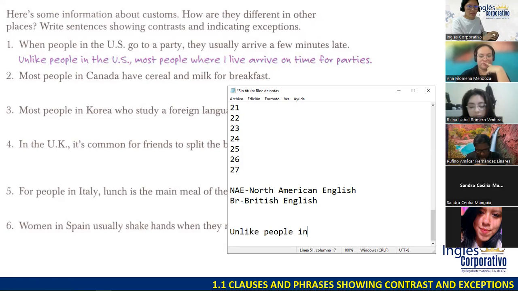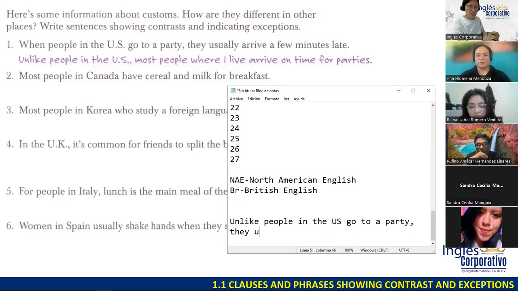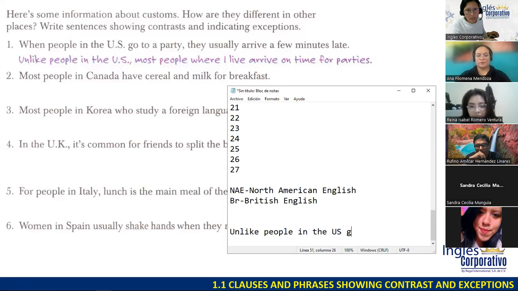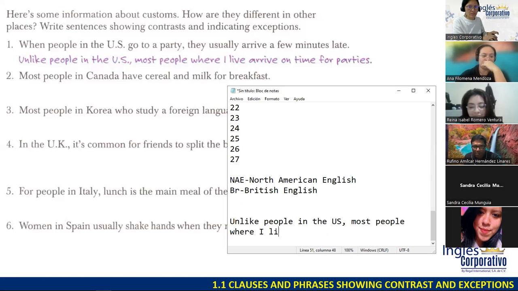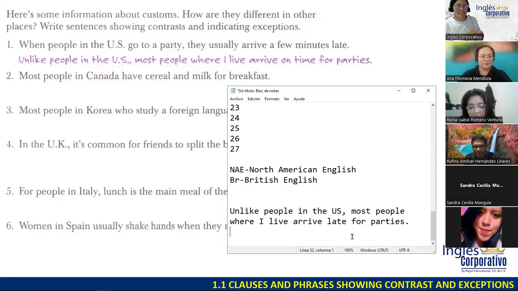Unlike people in the US, here in El Salvador, ¿verdad? Most people where I live arrive late for parties. Casi que al pastel llega uno, ¿vea? Okay, a la partida del pastel. Unlike people in the US, most people where I live arrive late for parties.